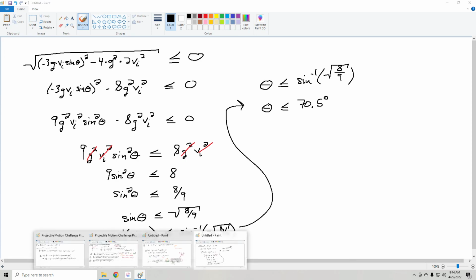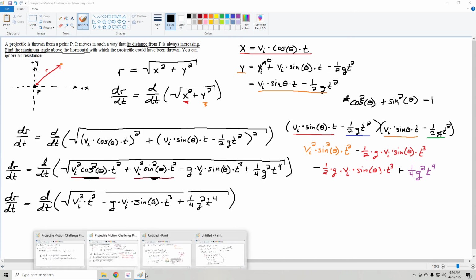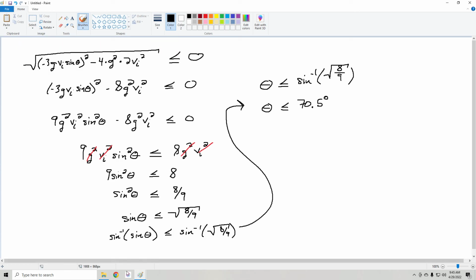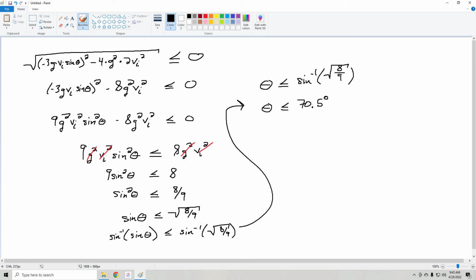Okay, and this is reporting things to the appropriate number of significant figures. Well, I guess they didn't really give us any significant figures. There's nothing provided in the problem description. So instead of saying 70.5 blah blah blah, I just report it to 3. 70.5 degrees. That seems like a reasonable answer. So this is the largest of the angles possible to make this happen.